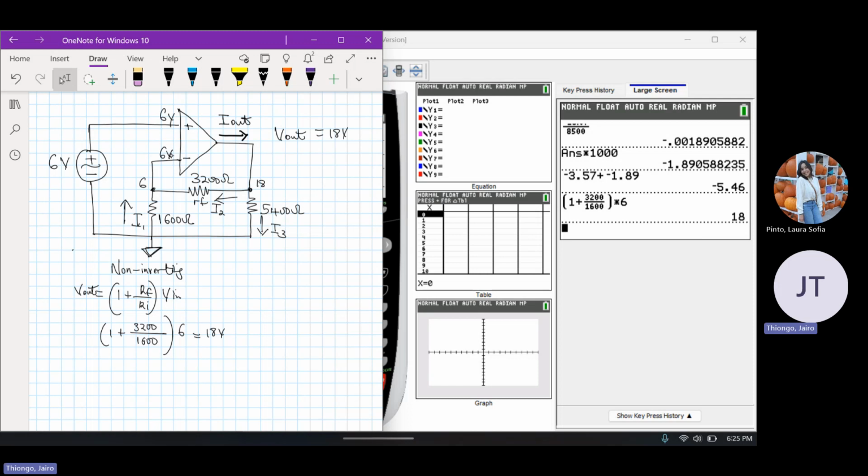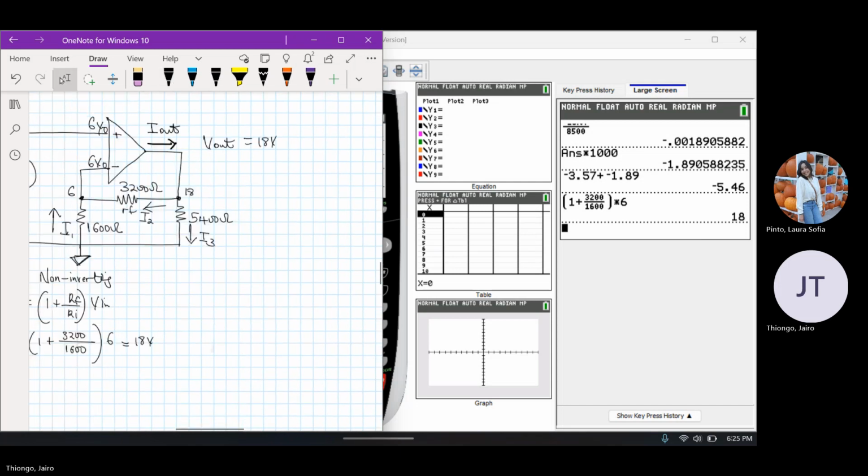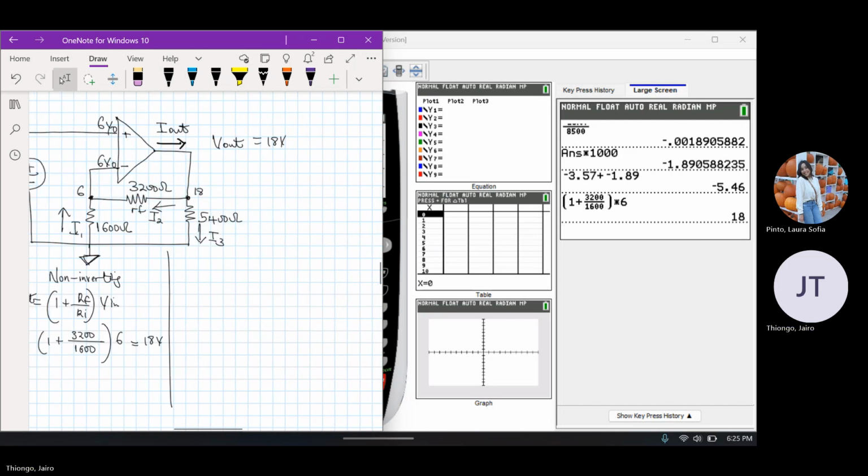And then you have 6 volts. And at this node, you have 6 volts too, since there's no component in this section. And the current will also be 0 at both. So now that we know that, we form our equations.